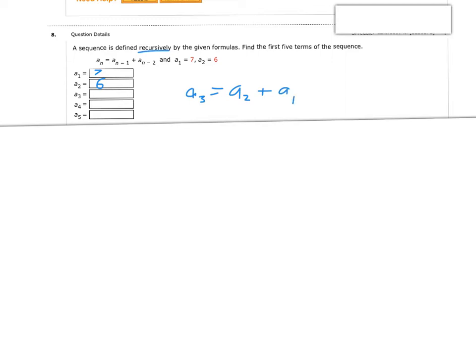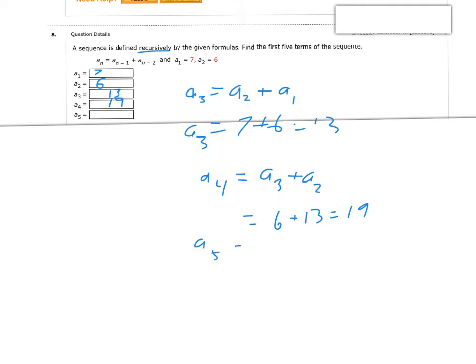And so what it's saying then is that any term is the previous 2 terms added together. So A sub 3 is going to be 13. So now A sub 4 is going to be the previous 2 terms added together, but now that's A sub 3 plus A sub 2. So that would be 6 plus 13, which is 19. And then for A sub 5, it's going to be the previous 2 terms added together. So A sub 3 plus A sub 4. I think I did that in the wrong order, but it doesn't really matter because I got the right 2 terms there. So 13 plus 19 is going to be 32.